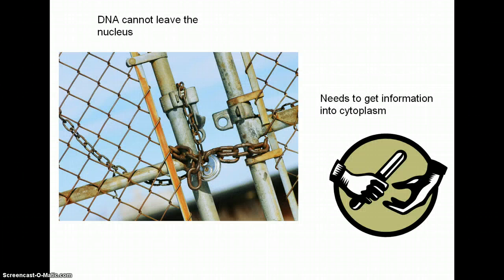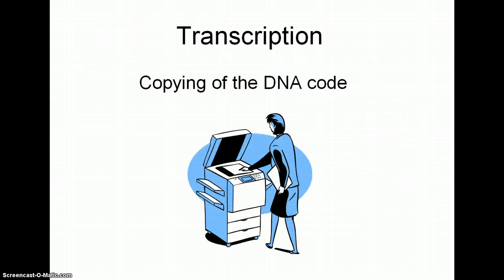Because DNA cannot leave the nucleus of the cell, it needs a way to get its information out of the nucleus and into the cytoplasm of the cell, where the proteins are made. It does this through a process called transcription. Transcription is the copying of the code or nucleotide sequence from DNA inside the nucleus.